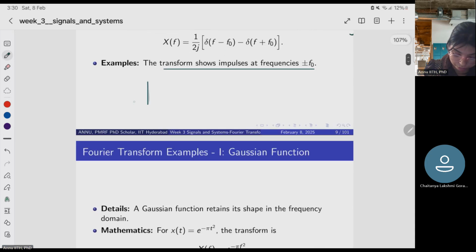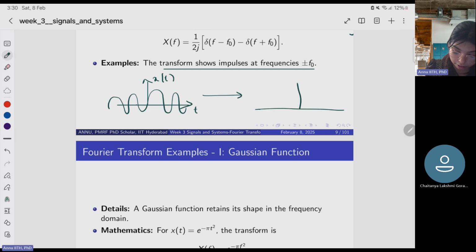So sine, which looks like this in the time domain, is giving the Fourier transform like this. It is not small x, it is capital X. And it is giving the frequency transform.